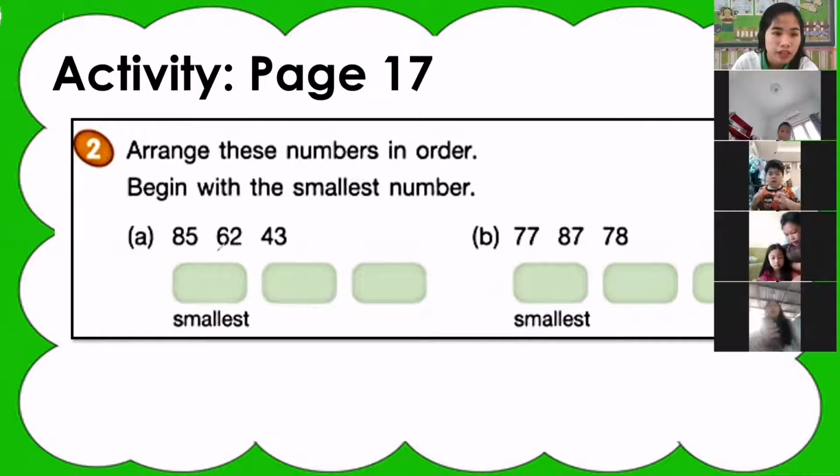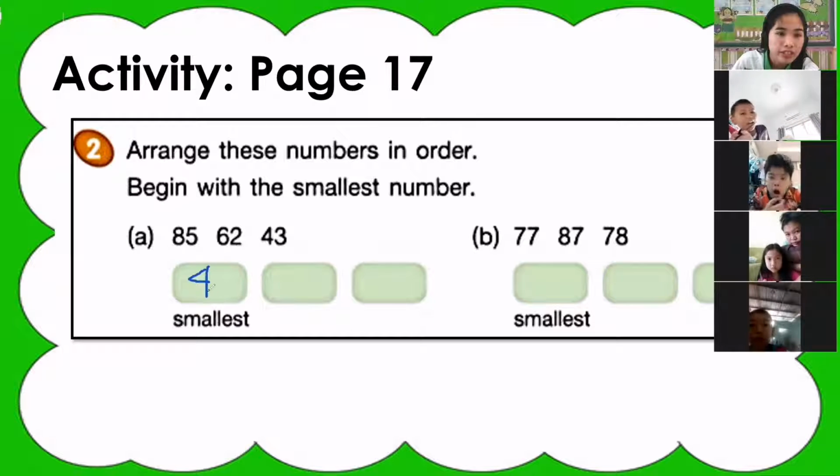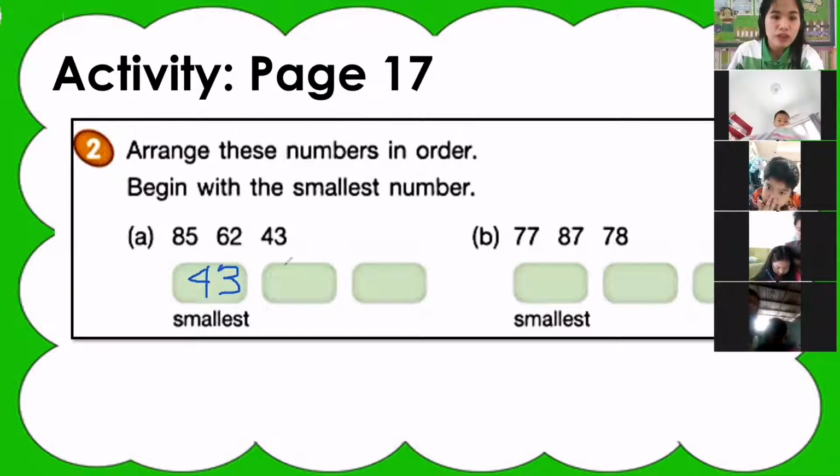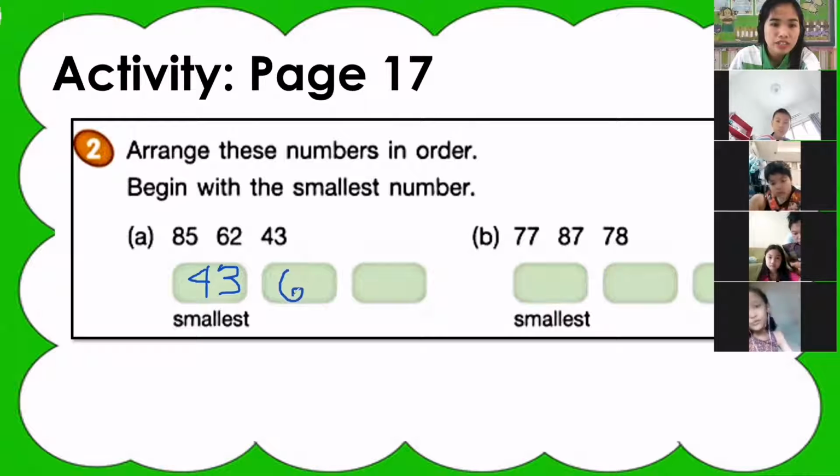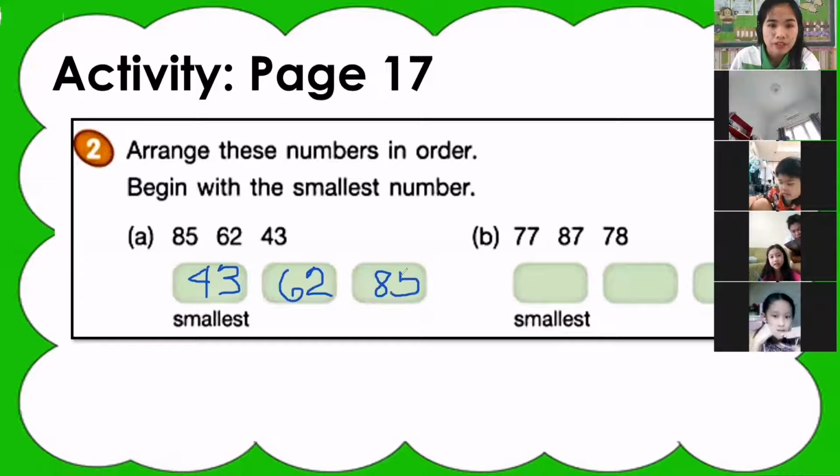The smallest number here in letter A is 43. How about the next one, which is the greater number than 43? 62. Okay, the answer here is 62. And the greatest number? 85. Okay, the answer there is 85. So that is the answer. Please write on the back.